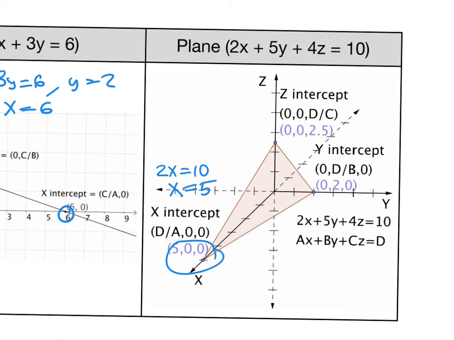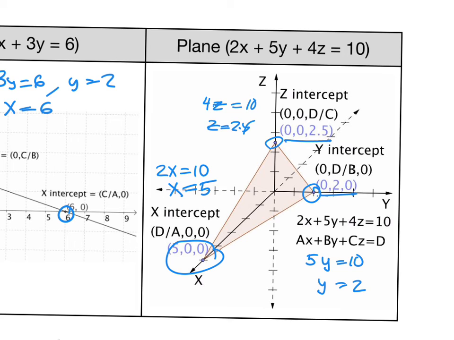Now for the y-intercept, that happens when the x and the z are equal to 0. So this becomes an equation that's 5y equals 10, y equals 2. And so we can see that intercept here at 0, 2, 0. That's the point where the plane crosses the y-axis. And finally on the z-axis, that happens when x is equal to 0 and y is equal to 0. So that's the equation 4z equals 10. And if you solve that for z, you get z equals 2.5. And that's why this coordinate is 0, 0, 2.5.